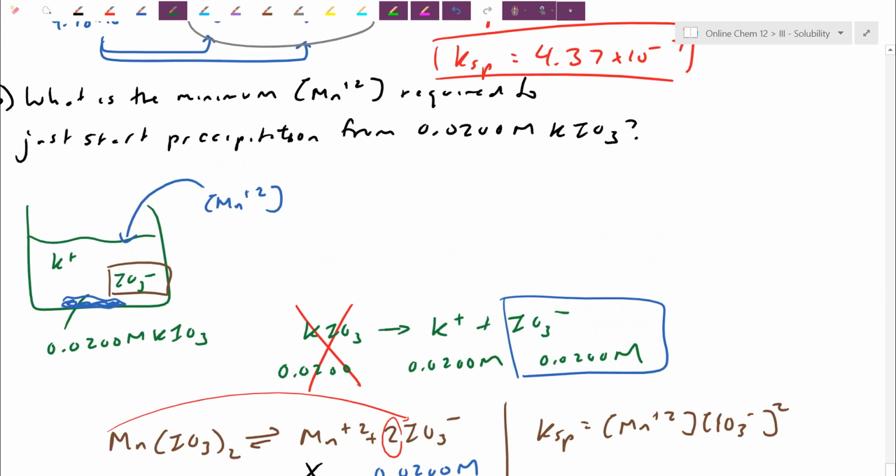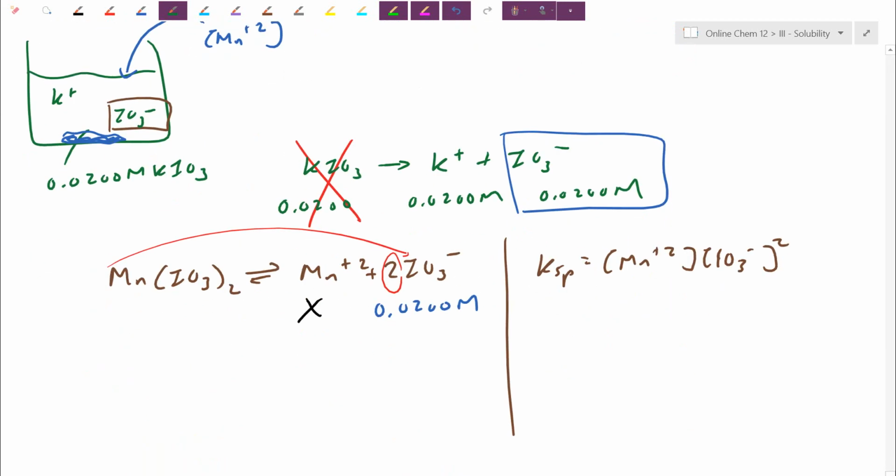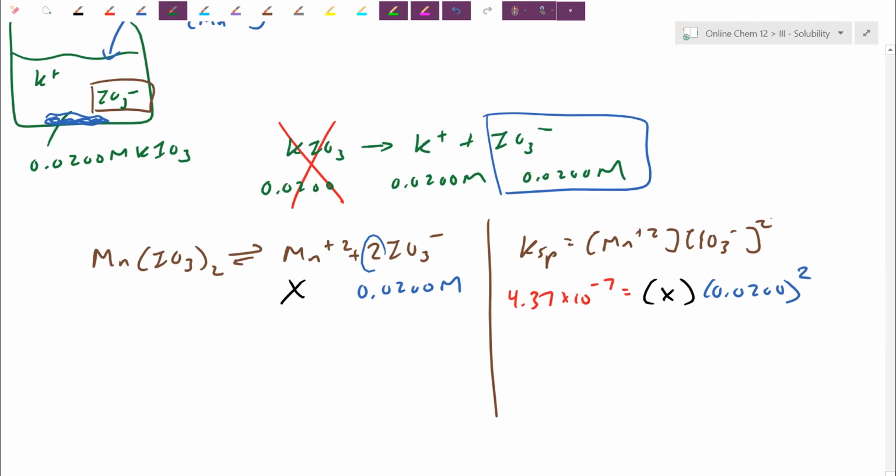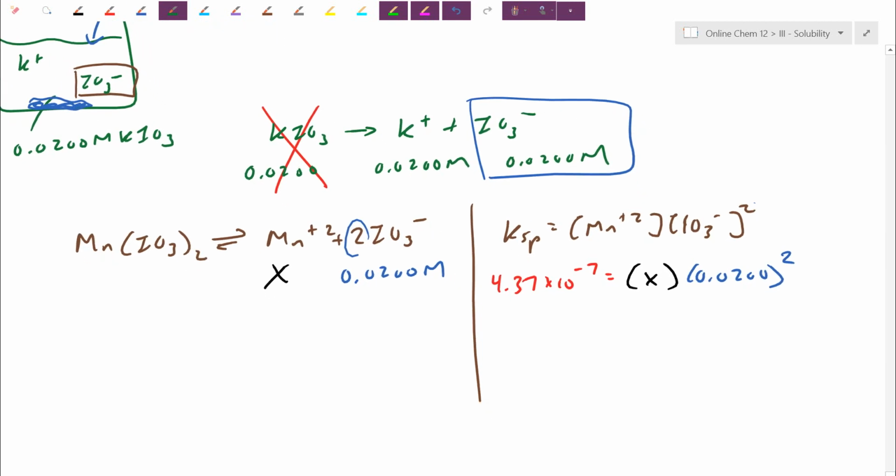I found the KSP from earlier, so 4.37 times 10 to the negative 7. The manganese, this minimum amount before it starts precipitating, or the max amount you can dissolve, X times the iodate is 0.0200. Although I did not need to double it, I did not need to follow the mole ratio, I didn't start off from the solid, I do definitely need to square it. So that coefficient there ends up in the power. I take this number, divide it by 0.02 all squared, and I end up getting X. X is equal to 1.09 times 10 to the negative 3.